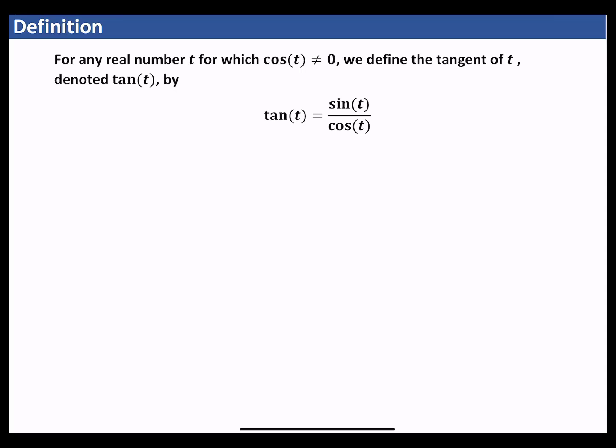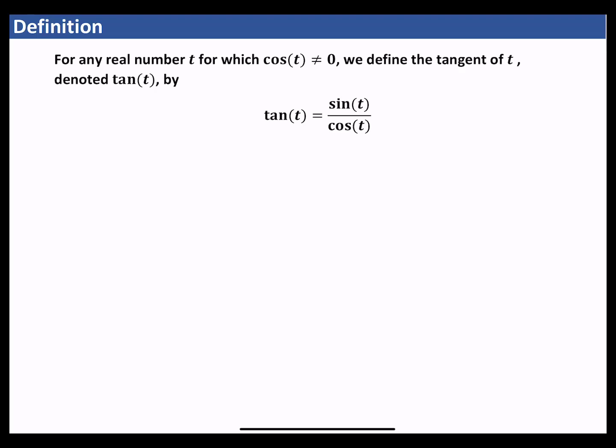Formally, for any real number t for which the cosine of t does not equal 0, we define the tangent of t, denoted tangent of t, to equal the sine of t divided by the cosine of t. Notice we don't want to divide by 0, so that's why the cosine of t cannot equal 0.